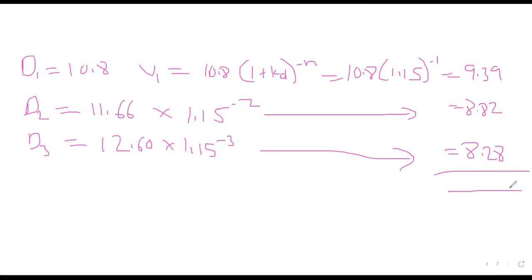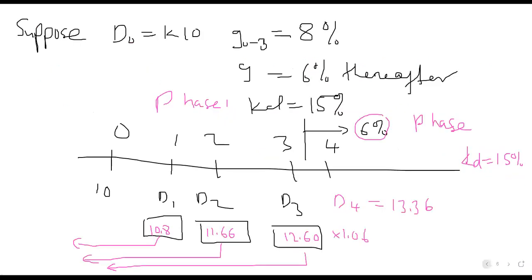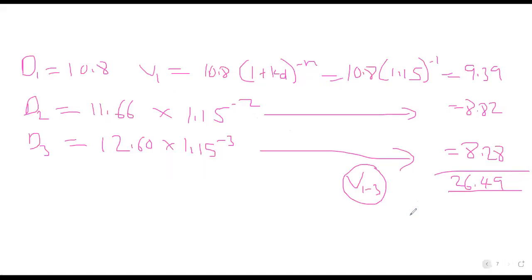So 9.39 plus 8.82 plus 8.28 will give us 26.49. So this is the value of stock from year 1 to 3. So discounting these for 3 years under phase 1, the value of stock here is what? 26.49.